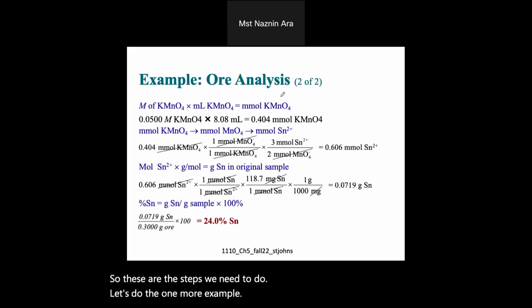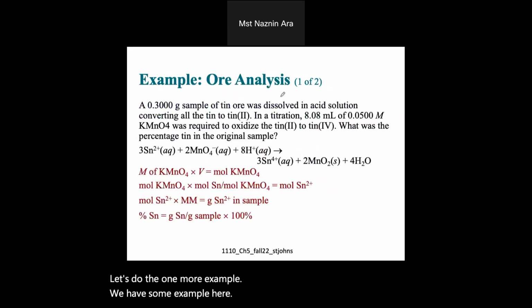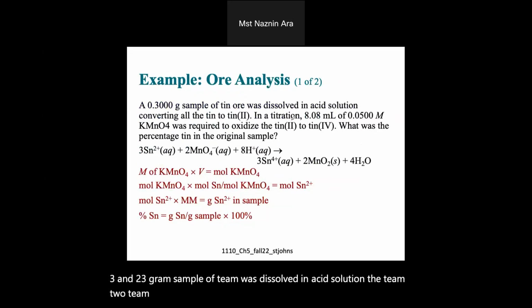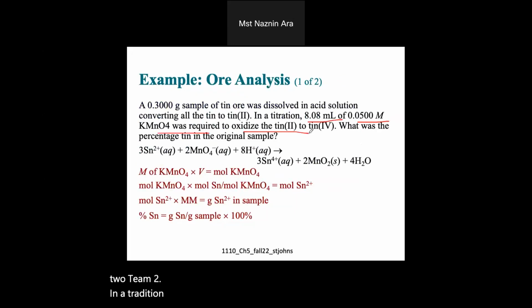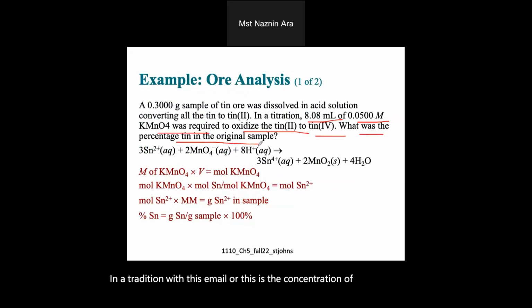We have some examples here. A 0.3 gram sample of tin ore was dissolved in acid solution. The tin was converted to tin 2 plus, and in a titration, this mL of this concentration of permanganate was required to oxidize it into tin 4. What was the percentage tin in the original sample? So here we go. We have to balance the reaction the same way.